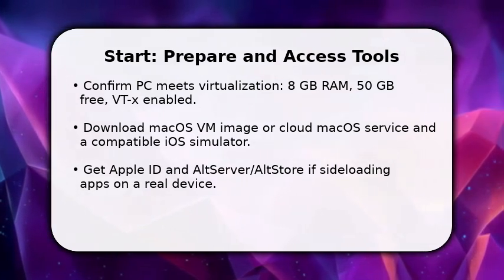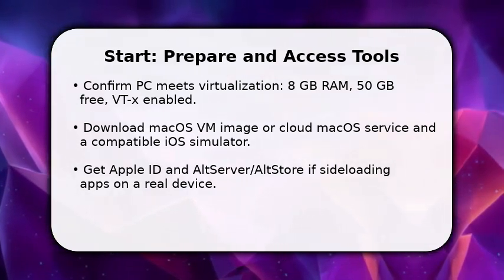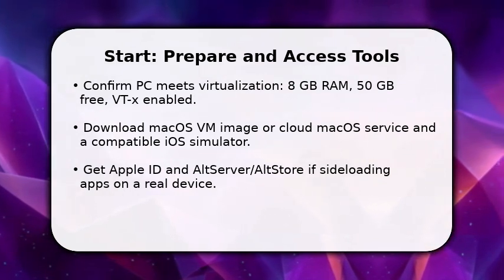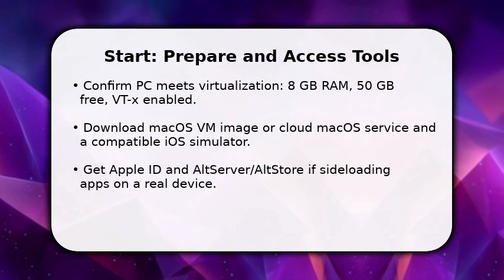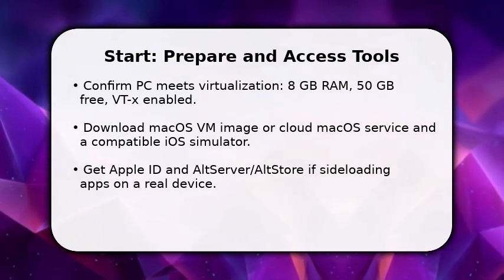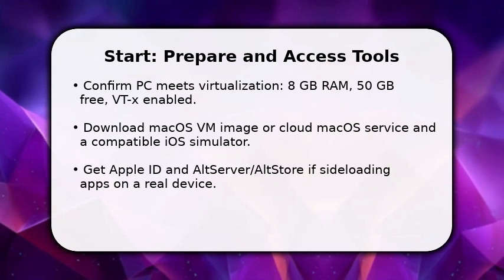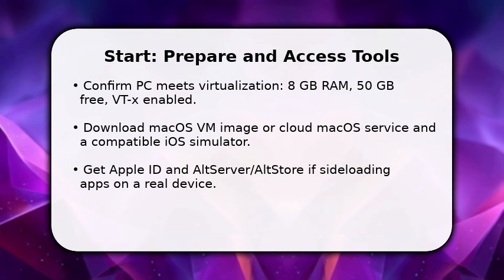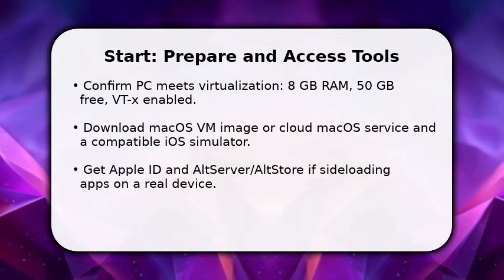Next, download a verified Mac OS image or sign up for a cloud Mac OS provider, and grab Alt Server/Alt Store if you plan to sideload to a real iPhone. Once done, check network sharing and install virtualization software. This initial setup reduces errors during the next hands-on configuration steps.